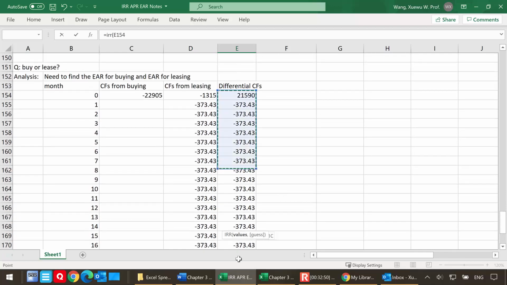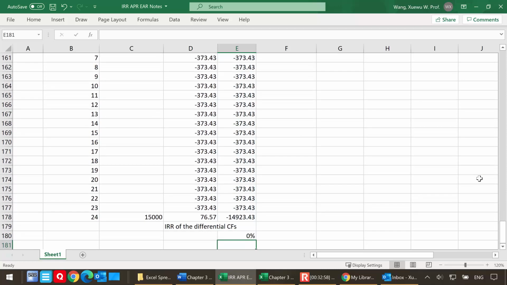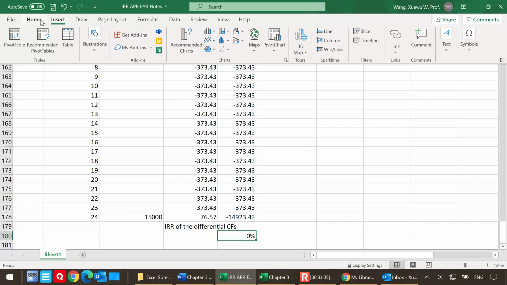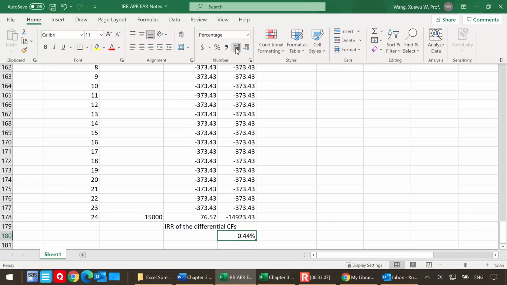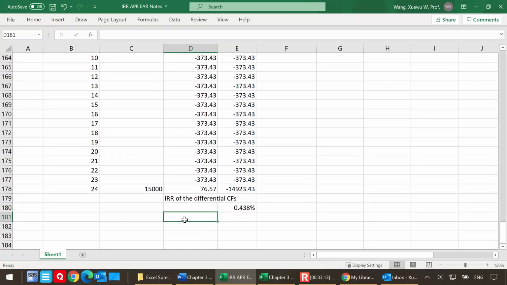I'm taking all these cash flows here, and notice that the cash flows only flip signs once, so we're good. We have at most one IRR, and this is actually showing up as 0, but you need to actually bring back the decimals. 0.44%. That is the IRR, and now I can say what is the APR of leasing.